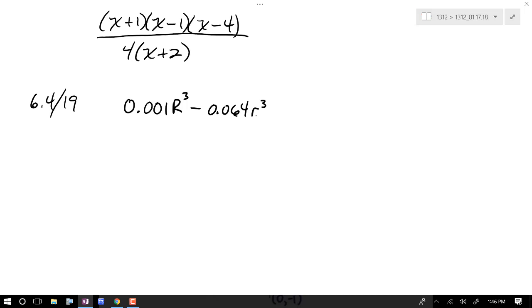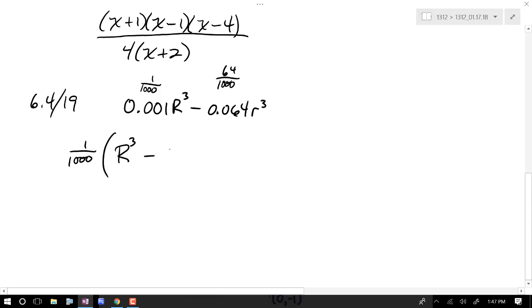So to make things easier for myself, usually I look at that and say, you know what, I'm going to factor out a 1/1000th. This is 1 over 1,000 as a coefficient, and this is 64 over 1,000. So if I factor out 1 over 1,000, then in the parentheses I can write just big R cubed minus 64 little r cubed. And now that one seems a little more manageable to factor.